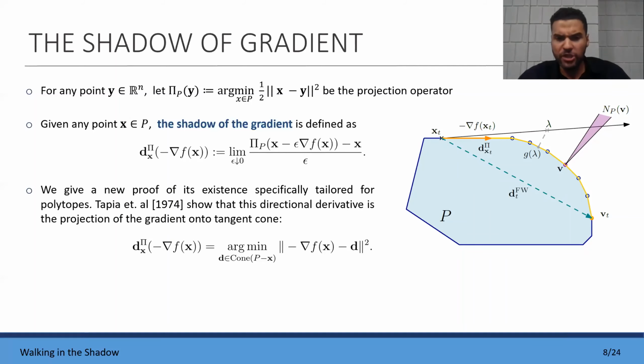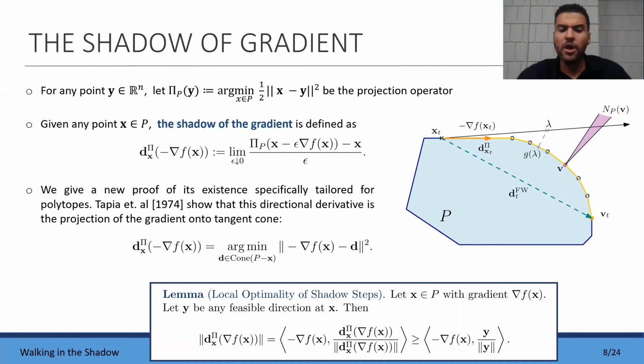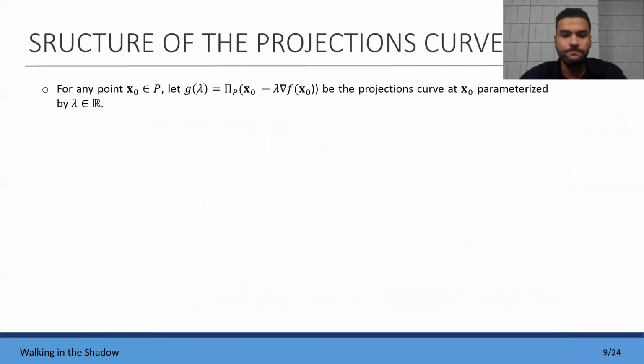So why do we care about the shadow? We care about the shadow because of this lemma here, which just says that the shadow is the feasible direction in the polytope that's most aligned with the gradient. In unconstrained optimization, we know that the negative gradient is the direction of steepest descent. However, it may no longer be feasible in constrained optimization, and so the shadow of the gradient is the analog of that in constrained optimization, and it's locally the optimal descent direction that you want to follow.